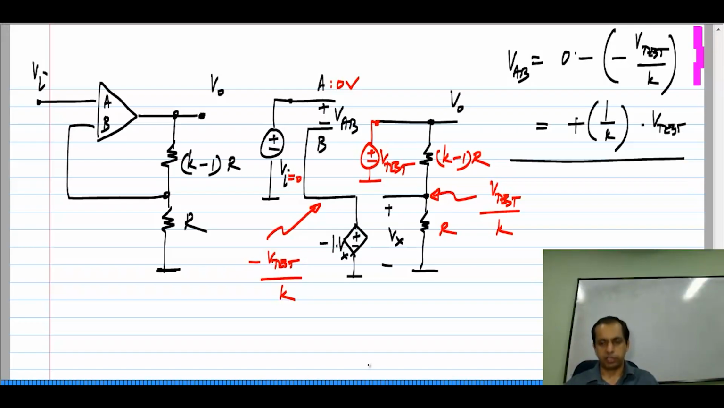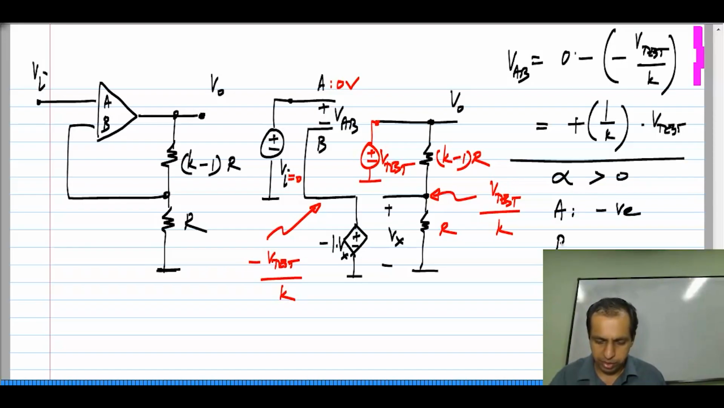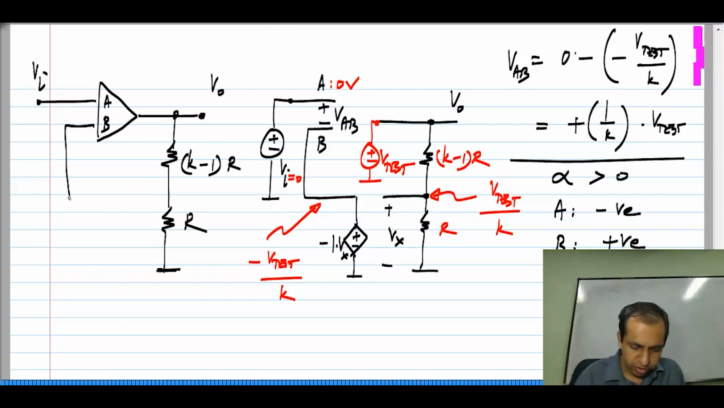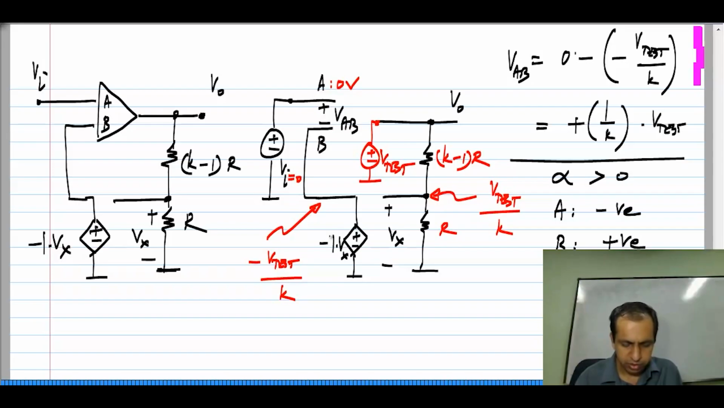Now, according to the algorithm I described, clearly this alpha is greater than 0 and you have to assign A to the negative terminal and B to the positive terminal. Okay. So, if I have a controlled source with a gain of -1 in feedback, where this is Vx, okay, then you certainly can't argue that, hey, look, the feedback is coming to this terminal of the op amp, it is negative. Okay. In fact, B must be positive. The correct signs for this circuit are minus and plus.